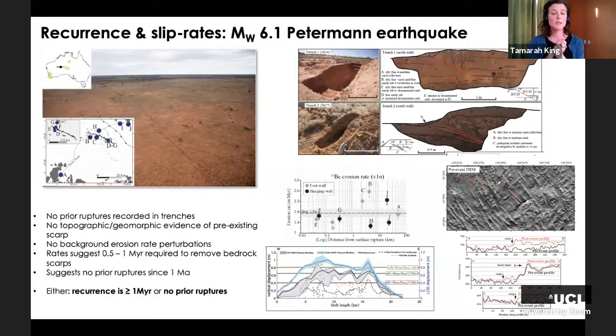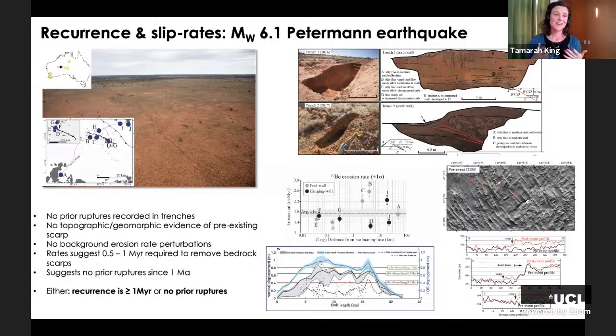The last thing we did here is we said, well, there's no existing scarp in the landscape, or at least there wasn't before 2016. So how long would it take to take that scarp out of the landscape? And if we assume the same dimensions as the historic rupture and use our erosion rate data, it would take 500,000 to 1 million years to completely remove a similar scarp from the landscape. So that would suggest that we haven't had any earthquakes on this fault for about 1 million years.